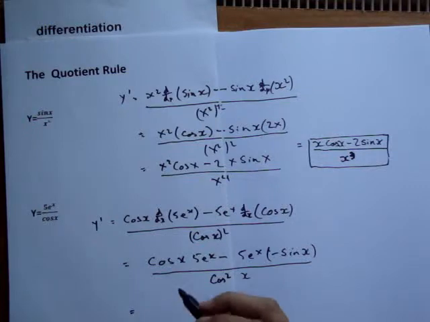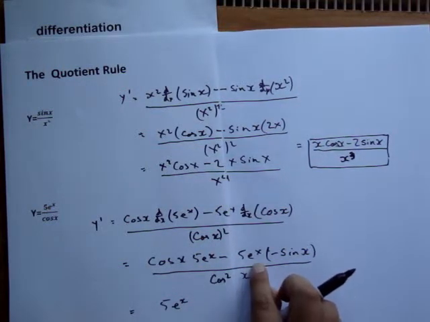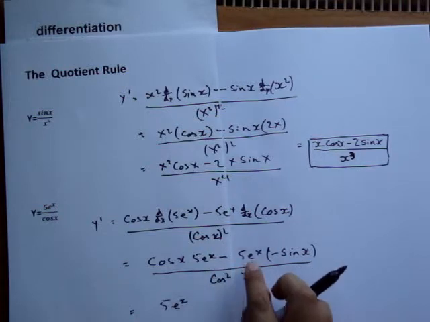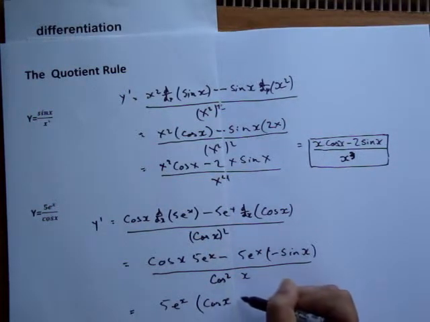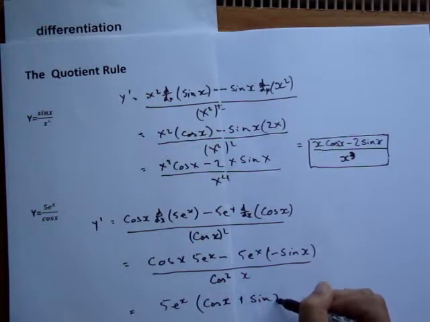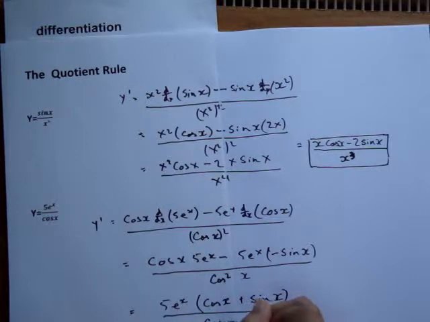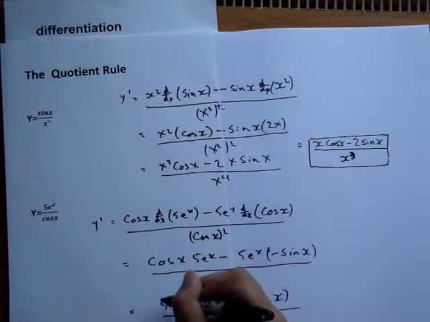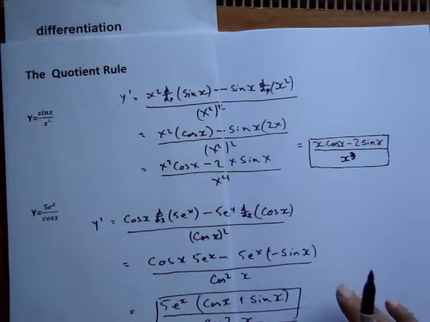And when we work this out, that becomes 5e to the x, taking the e to the x, factoring that out, cos x plus sin x, all over cos squared x. And that is your answer.